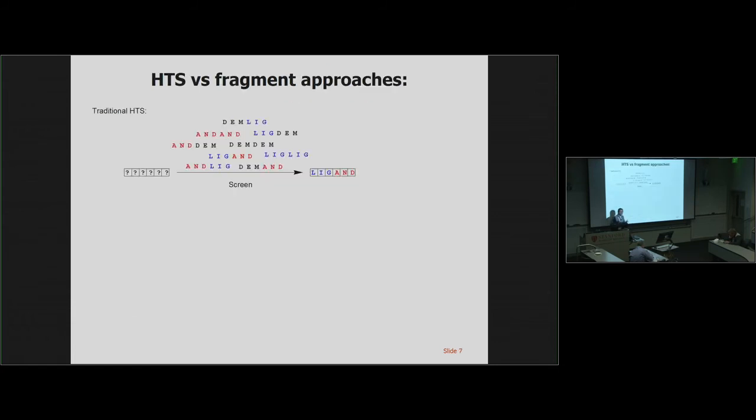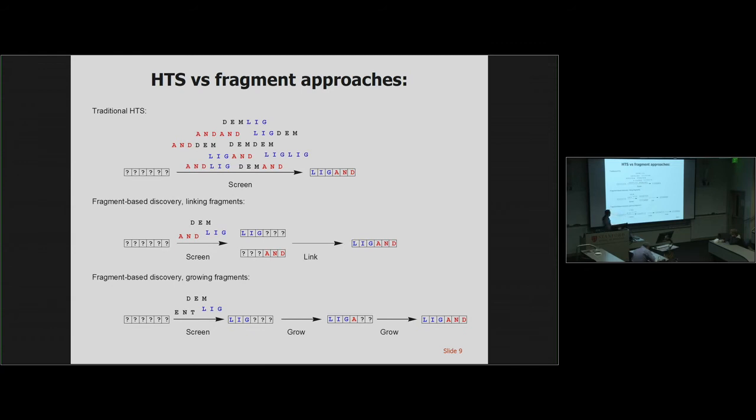In terms of how this works, you can think of trying to find a drug kind of like trying to guess a word. And so in the high throughput screening approach, you would take all different possible combinations of letters and screen these to try to find a ligand. In the case of fragment screening, you start not with full words, but with word fragments. You find a lig and an and then link those together. Or more commonly, you would find one lig and then expand that into a ligand.